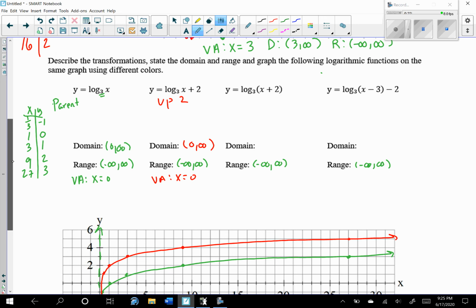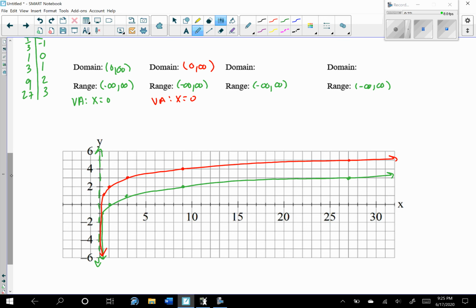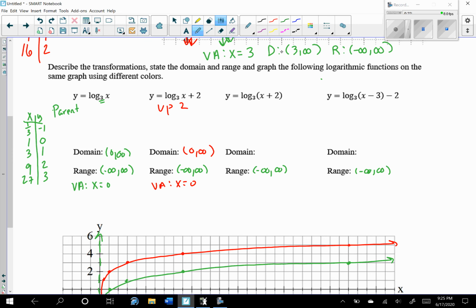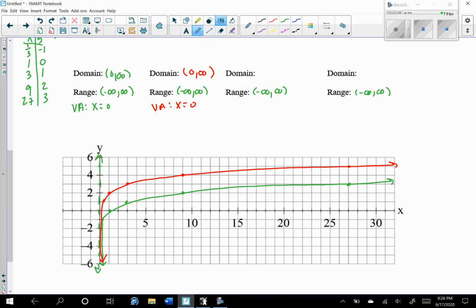Looking at the next one, now notice that the 2 is on the inside of what I'm taking the log of. So since the 2 is on the inside of what I am taking the log of, that means this is going to move it left to right. In this case, it moves it to the left 2. So on my graph, that means I moved the asymptote left 2. And then every point gets moved to left 2.